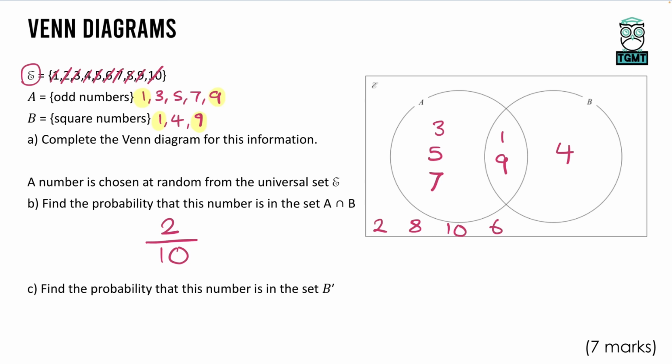You could also be asked about the union. So instead of an n, you'd have a u. If it refers to the union, it's looking at all the numbers in the middle and in A and B alone.